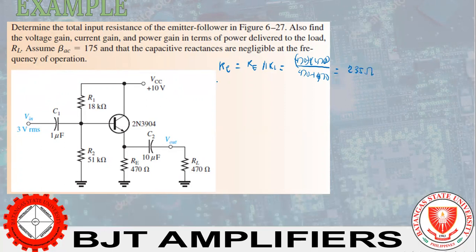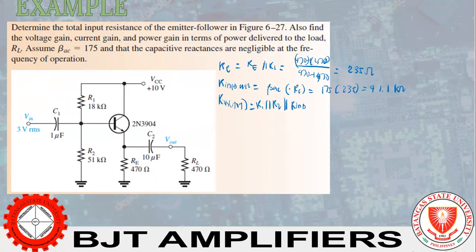Okay? And then for our Rn base, so beta AC times Re, which is 175 times 235 is equal to 41.1 kilo ohms. Yan. Tapos, Rin tot natin is R1 parallel to R2 parallel to Rn base.